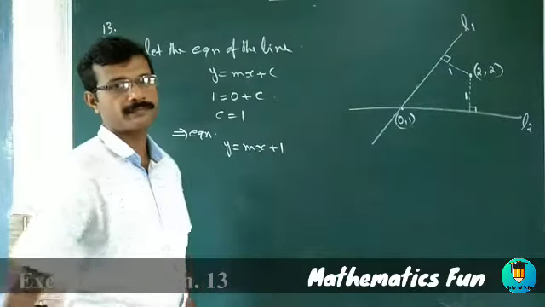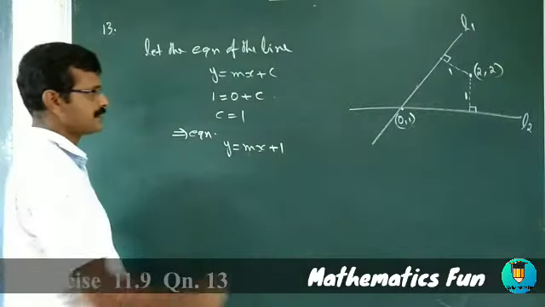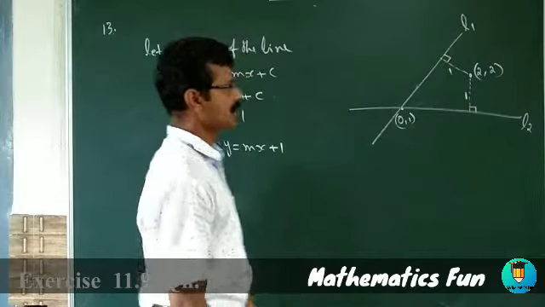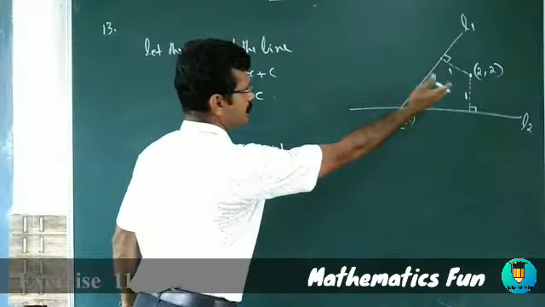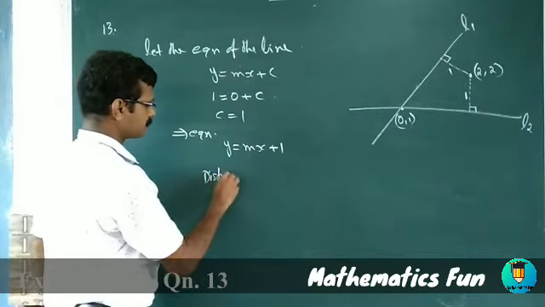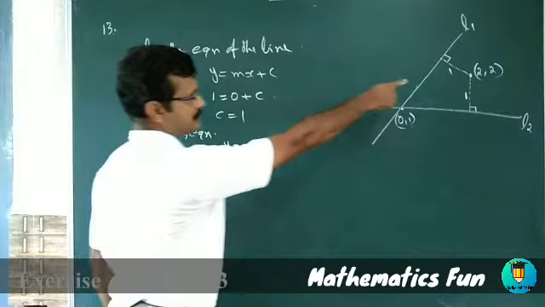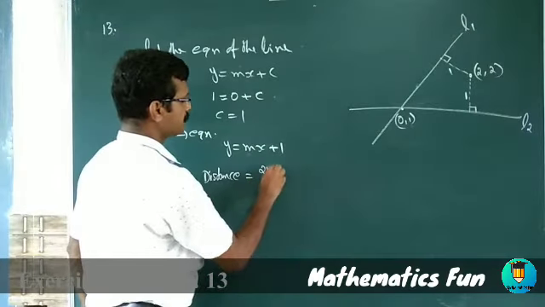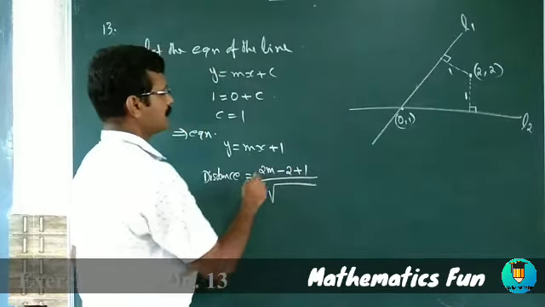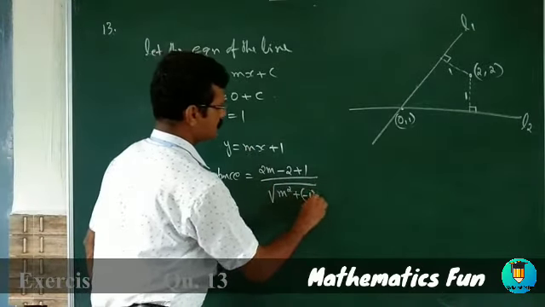Now I need the value of m. For that I will use the distance technique. It is given that this distance is 1 unit. So I will apply the distance from 2 comma 2 to this line, it is 1, that I will use. So distance is equal to this: all the terms I am bringing to one side and I am substituting the point 2 comma 2. So 2m minus 2 plus 1, divided by the square root of the sum of m square plus minus 1 square.